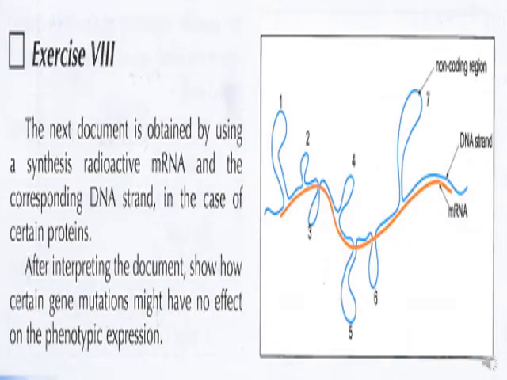So now let's move to exercise 8. The next document is obtained by using synthesized radioactive mRNA and the corresponding DNA strand in the case of certain proteins. After we interpret this document, you have to show how certain gene mutations might have no effect on the phenotypic expressions. This diagram is showing DNA. Some of them hybridize, as shown here, with the mRNA shown in the yellow or orange color, while others don't hybridize.